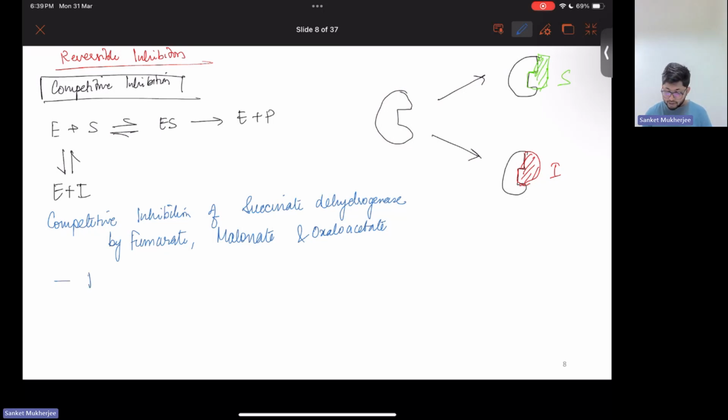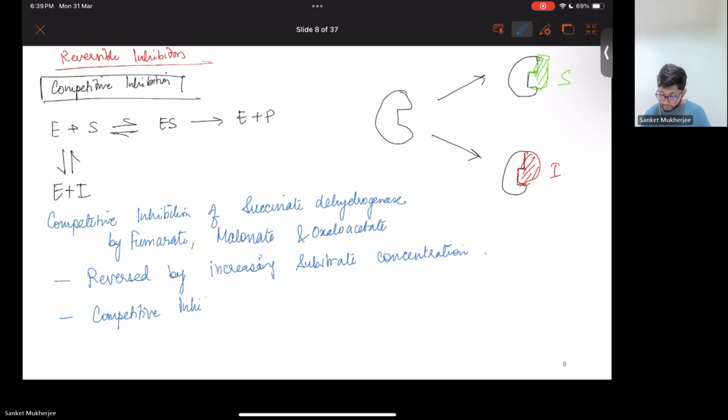This phenomenon can be reversed by increasing substrate concentration. Right? Competitive inhibitors are substrate analogs. They resemble the structure of a substrate.